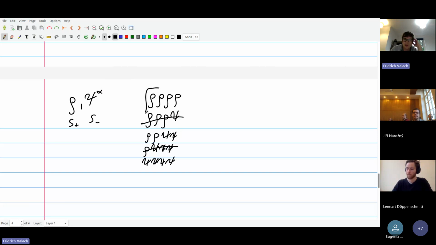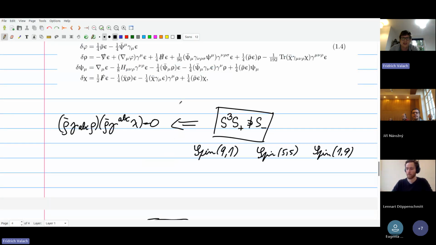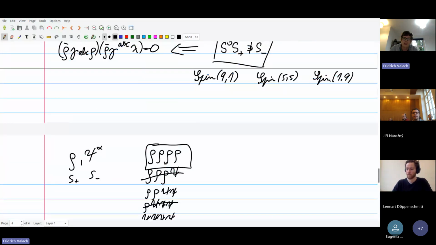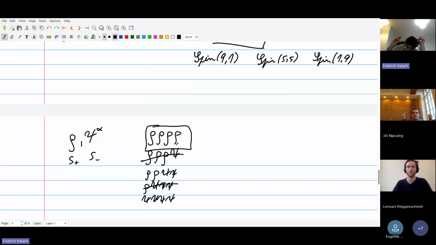Now it turns out that you cannot write anything. Essentially because of this identity, there is no term that you can write with 4 things. So there is no scalar in the symmetric product of 4 chiral spinors. So this thing goes away, and you have these two terms.